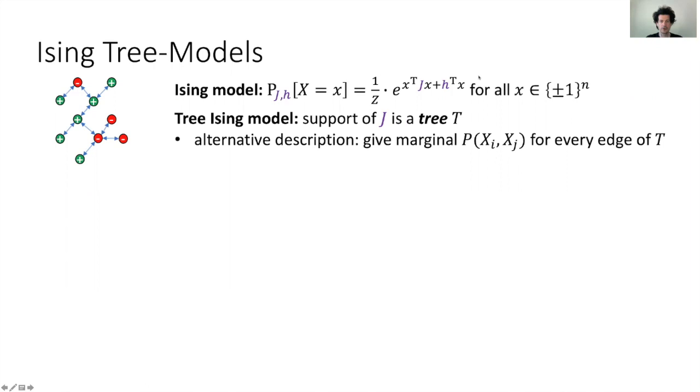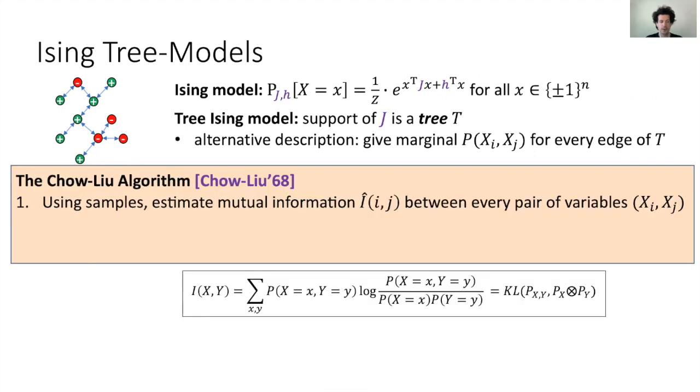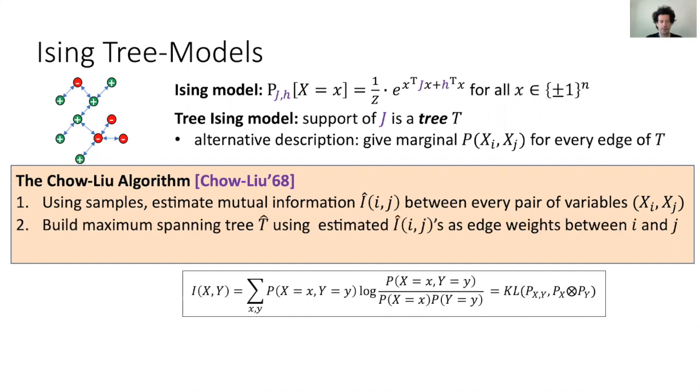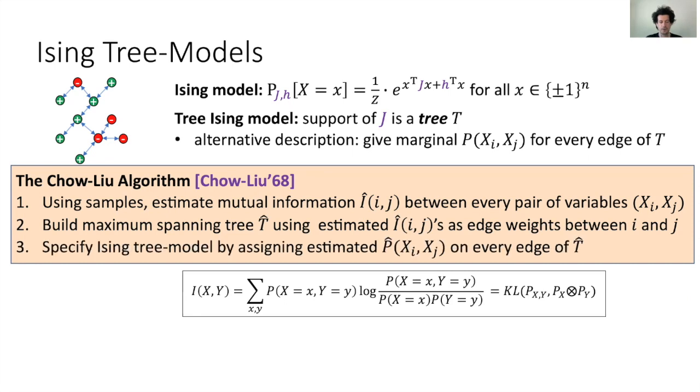In this case, an alternative way to describe the model is to provide the marginal distribution for every edge of that tree. A classical algorithm for learning tree-structured Ising models is the Chow-Liu algorithm. Using samples, it estimates the mutual information between every pair of variables. It then builds a maximum spanning tree of the complete graph whose edge weights are the estimated mutual informations between every pair of nodes. It then outputs the Ising model that has the maximum spanning tree as the underlying graph and the empirical marginal as the marginal on every edge of that tree.